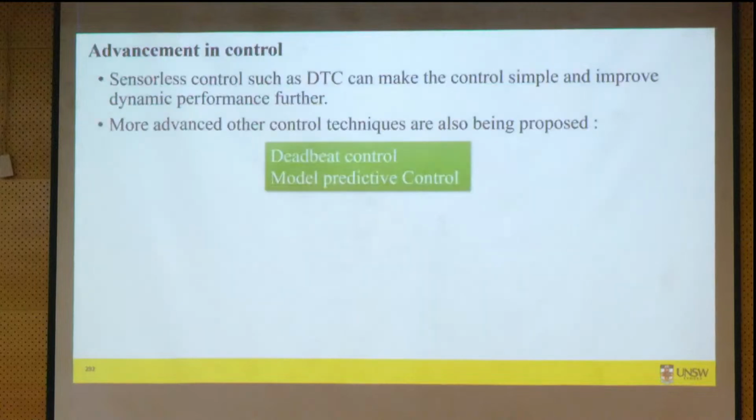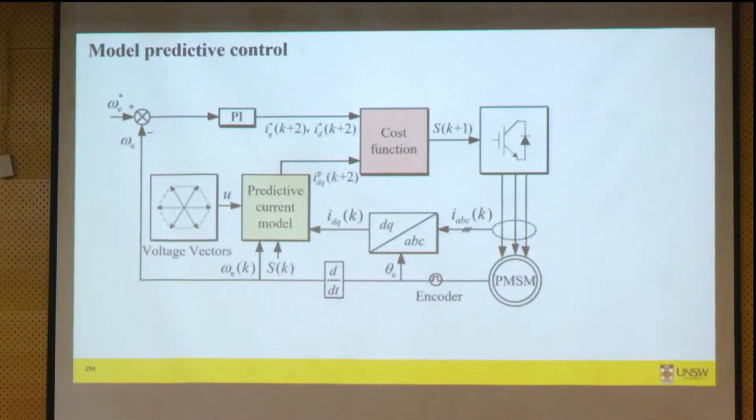Then the most recent approach being proposed comes from DTC, actually: model predictive control, and deadbeat control. In fact, deadbeat and model predictive control are now combined together. I understand you learned a little bit about the fundamentals of model predictive control yesterday, so you learned what MPC is. We will be looking at how it was implemented for a PMSM.